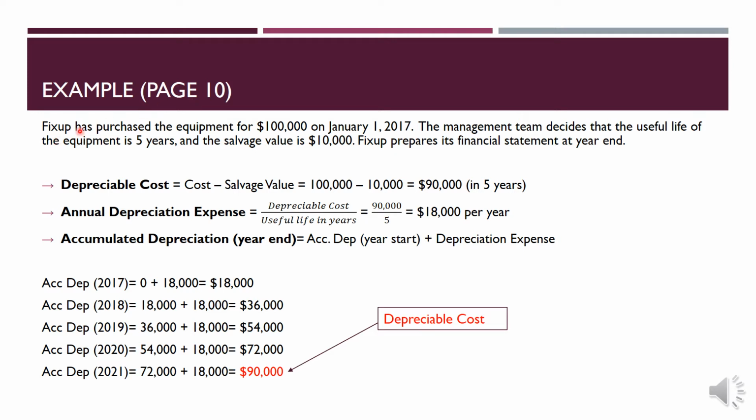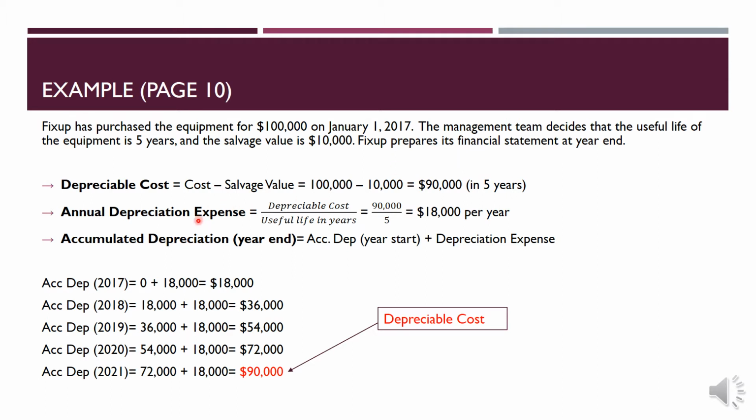In this example, the company purchased an equipment for $100,000 on January 1. It's expected to have a 5 years useful life and salvage value of $10,000. So the first step, the company needs to calculate the depreciable cost, which is the cost minus salvage value. We have $90,000. So $90,000 will be depreciated over the 5 years.